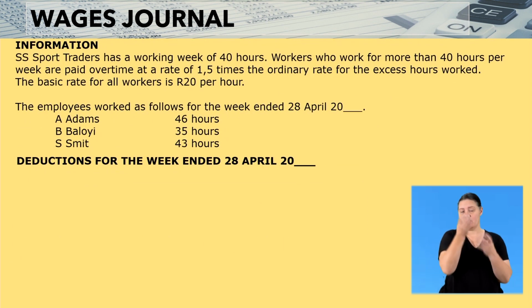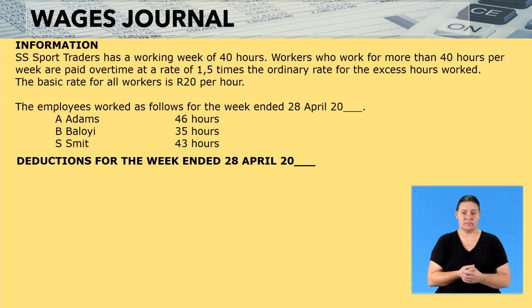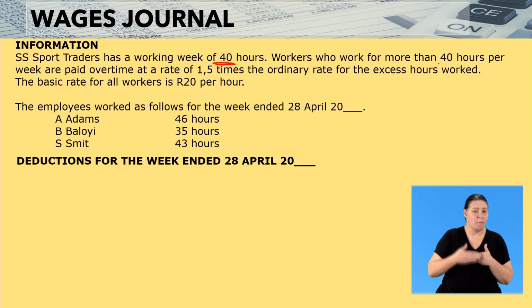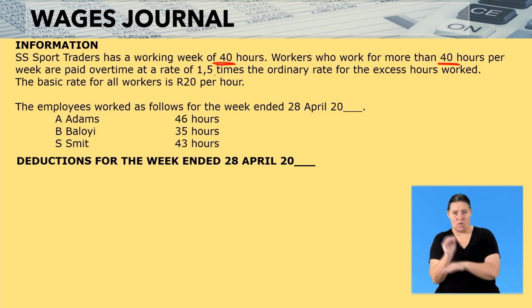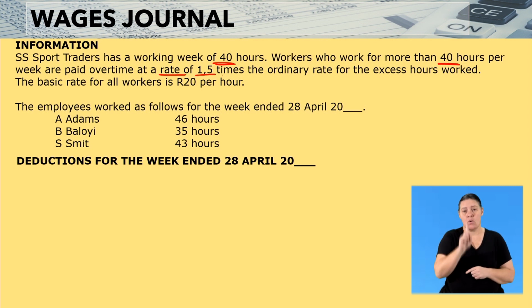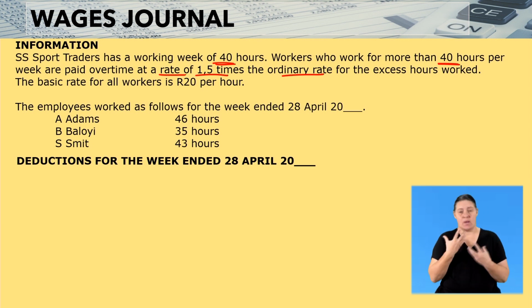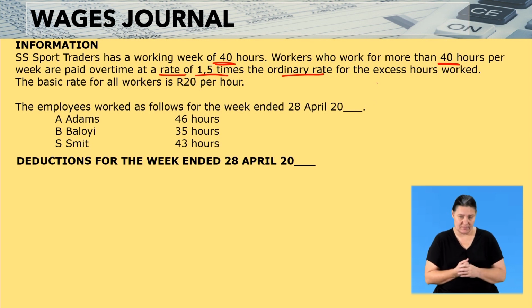We will now have information which we will use to prepare a wages journal. And here is some of the information. It relates to SS Sport Traders, and they have a 40-hour working week. Workers who work for more than 40 hours are paid overtime, and the rate is 1.5 times the ordinary rate. So if you work overtime, you get 1.5 times more than what you get in your normal hours. The basic rate is 20 Rand per hour.